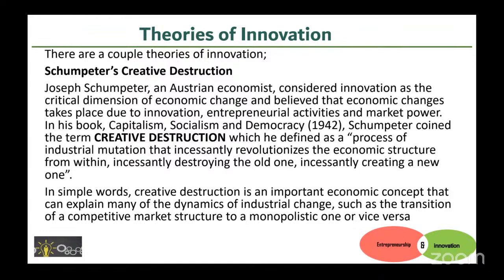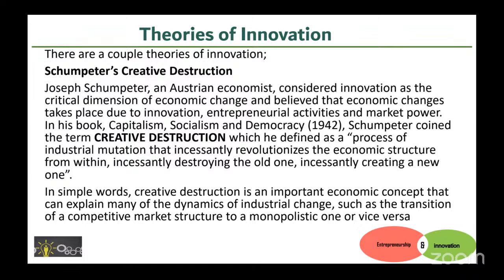In his book, Capitalism, Socialism, and Democracy, Schumpeter coined the term creative destruction, which he defined as a process of industrial mutation that incessantly revolutionized the economic structure from within, incessantly destroying the old one, incessantly creating a new one. In simple words, creative destruction is an important economic concept that can explain many of the dynamics of industrial changes, such as the transition of a competitive market structure to a monopolistic one, or vice versa.